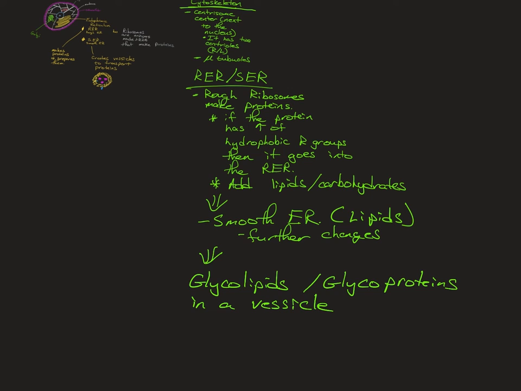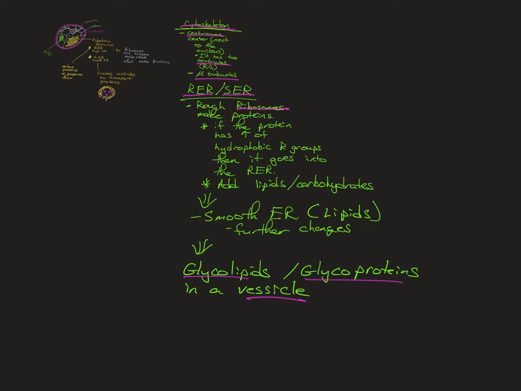This is another one of those vocab words, right? Vesicle. Ribosomes, RER, SER, glycolipids, glycoproteins, centrioles, microtubules, centrosome, cytoskeleton. These are all words you should know, right? I could easily put them on a quiz tomorrow.